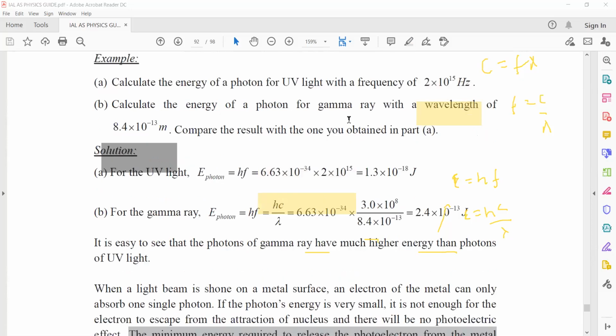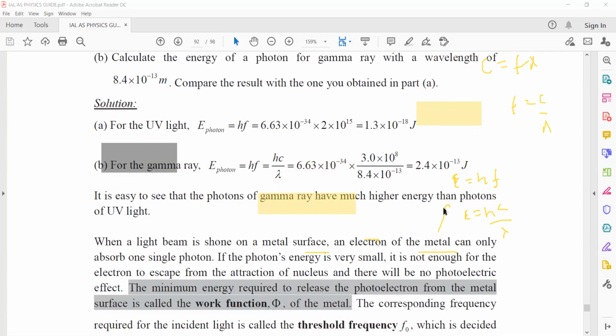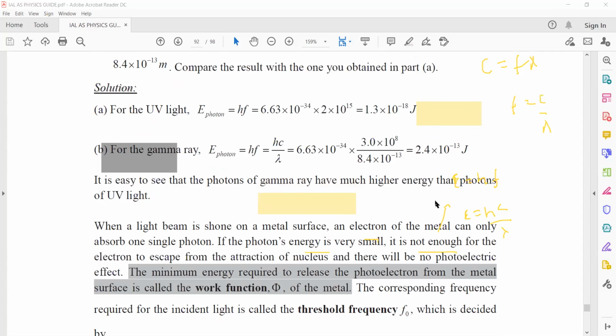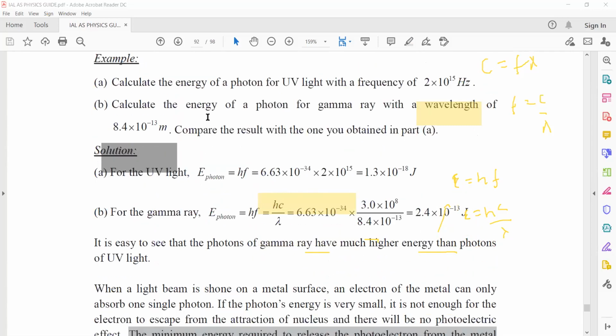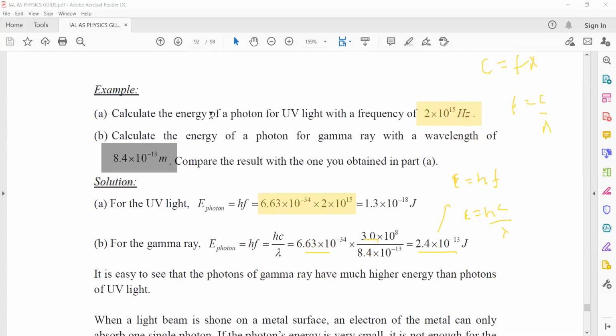So it is easy to see and identify that the energy of a photon of gamma rays is much higher. The photon of gamma rays has higher energy as compared to a photon of ultraviolet. Is it clear, this example?